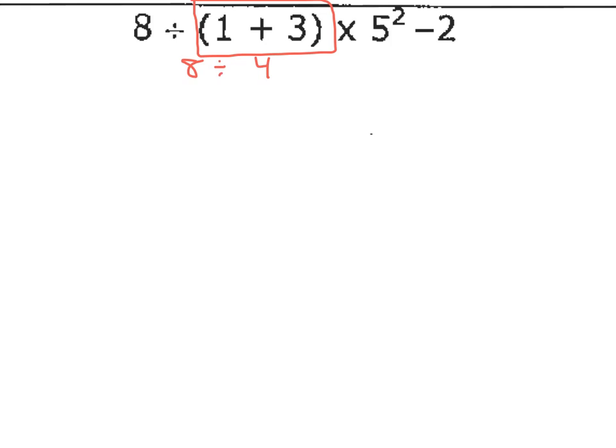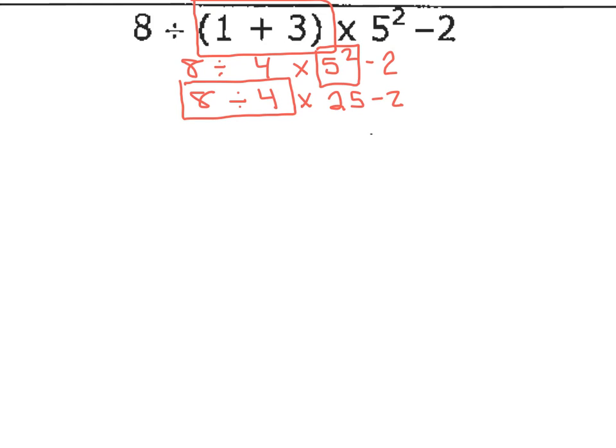Then you rewrite it. So next we have exponents, so you box it. 5 squared is 5 times 5, which is 25. And you rewrite it. Now we have division, multiplication, and subtraction. So remember, multiplication and division go together from left to right, so which one comes first?